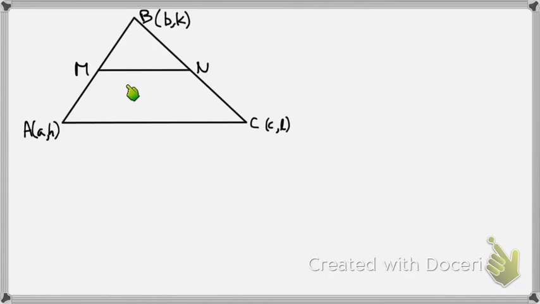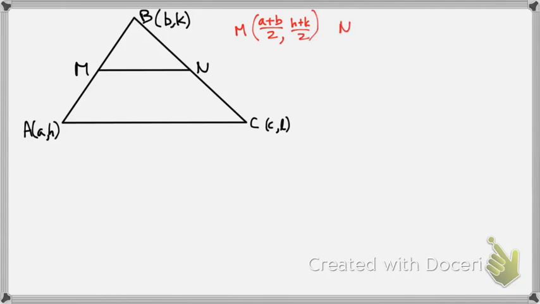We're going to get some coordinates for M and N based on the fact that we have three pairs of coordinates here: A, H; B, K; C, L. So to find the coordinates for M, M is going to be the midpoint of AB. We're just going to do the midpoint formula, average out your x's and y's. So that will be A plus B divided by 2, and then the y coordinates will be your h over here and your k up here, so h plus k divided by 2. So that's the midpoint for M.